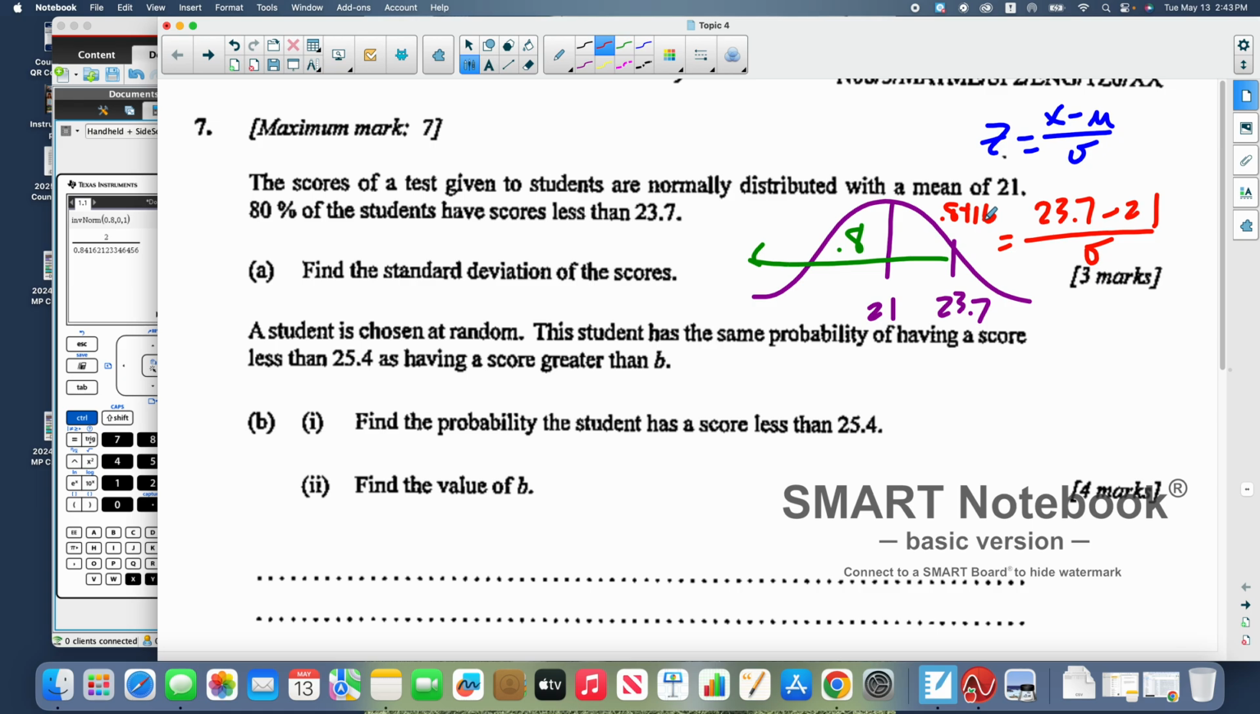Gonna multiply again like I did. So I'm multiplying by the standard deviation. This difference right there is 2.7. Then I'm gonna divide by 0.8416. Anybody come up with that standard deviation? Is that right? 3.21? There's the standard deviation.